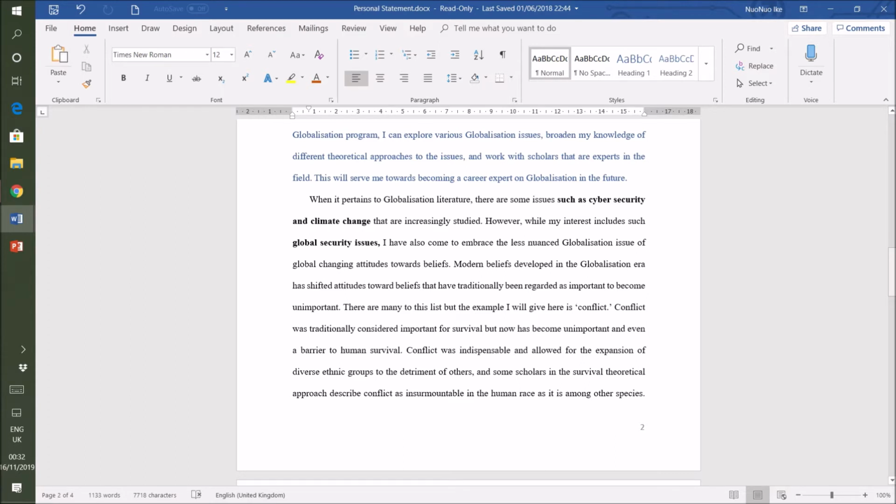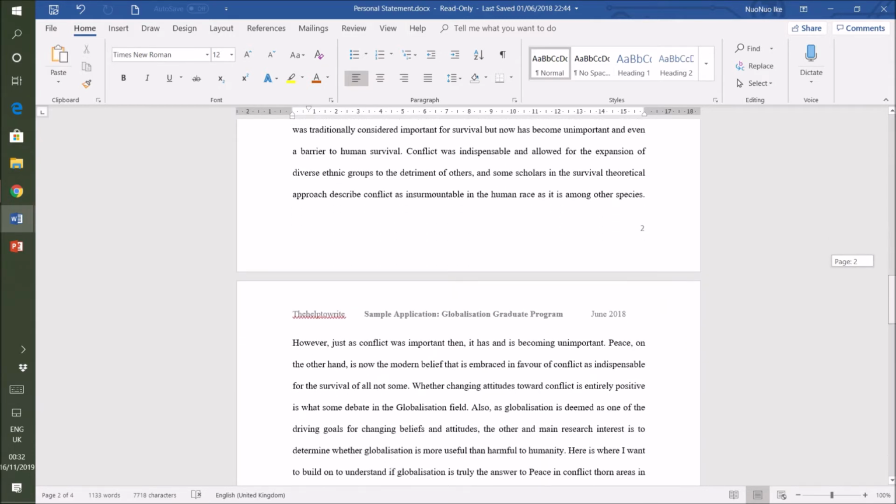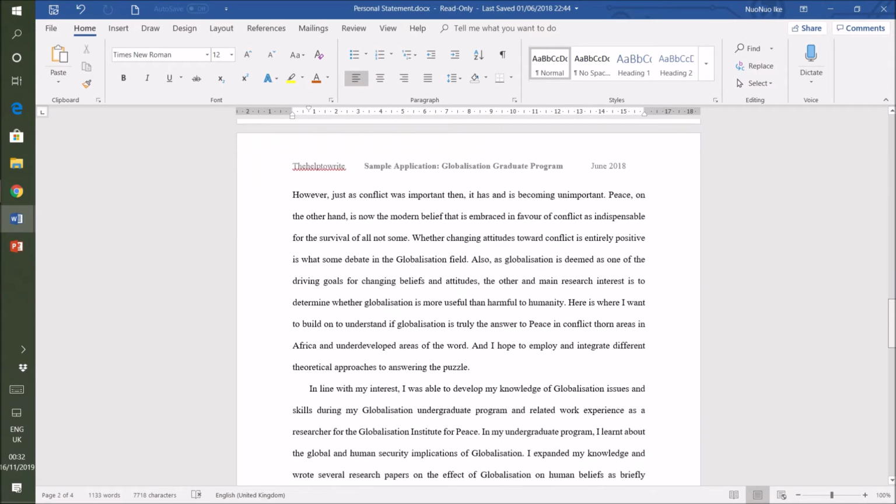If you want to develop a thesis, make sure to include the specifics of it in the main body. So for example, here I mentioned that there are some issues such as cybersecurity and climate change that are increasingly studied, and this is the specific thing that I really want to study here. And the implications include conflict. So conflict is a very important issue that I want to go into further research and expand my knowledge on. So here I just go into detail about that.